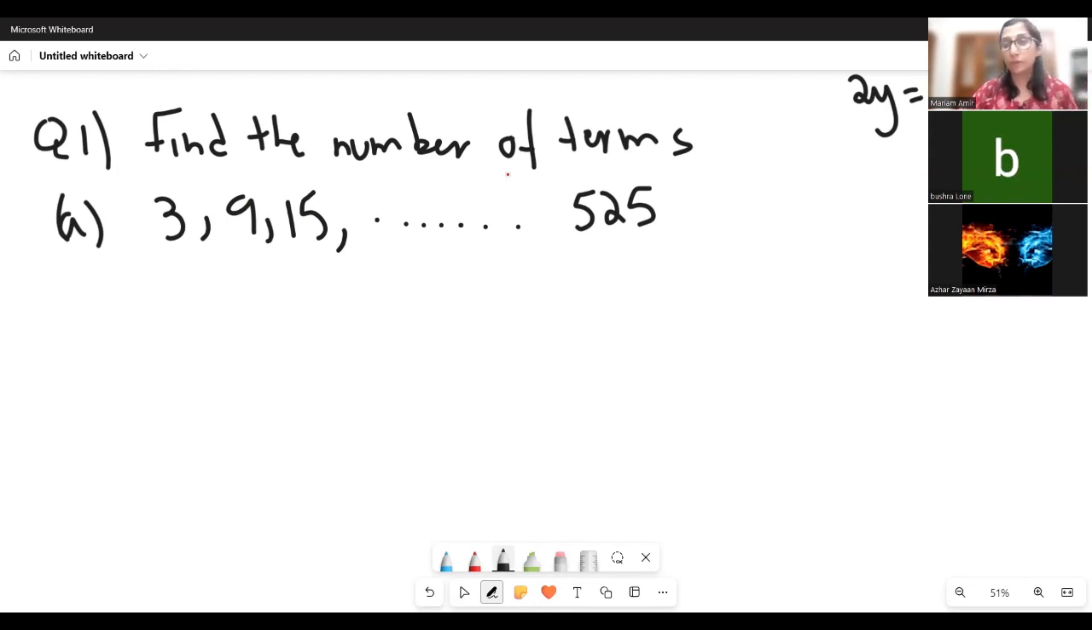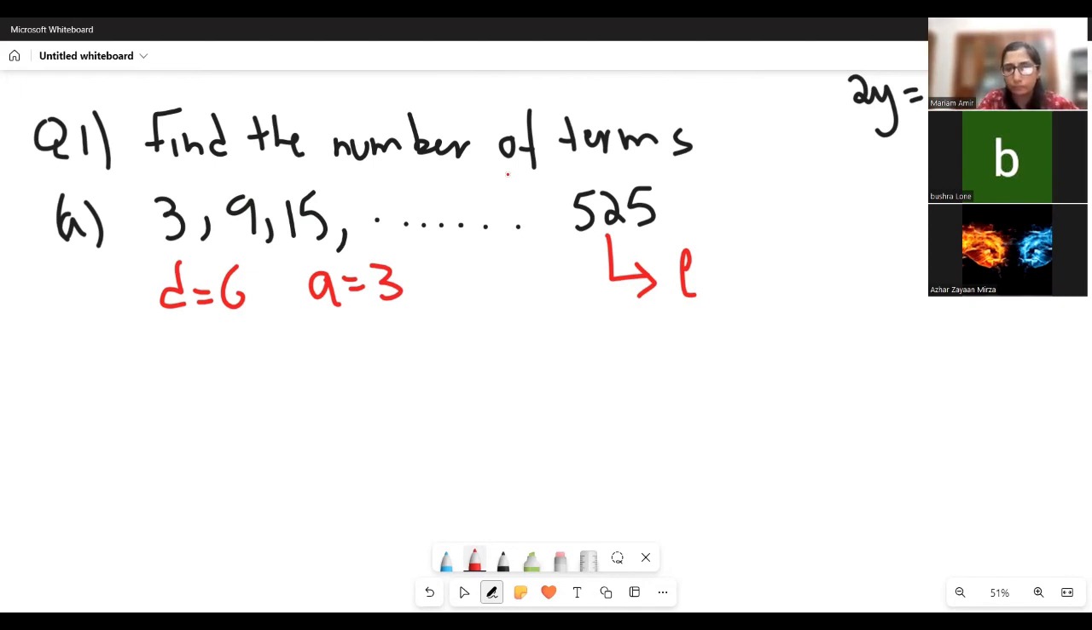Number of terms का क्या मतलब है? What do we have to find? मैम पहले डिफरेंस निकाल लें इन सबका. Okay, what's the difference? 6. So D is 6. What else do we know? Miss, my last term. First term is 3. A is 3. Right. Also, we know the last term. Fine. How do we find कि इसमें कितनी टर्म्स हैं, ये 12 टर्म्स हैं, 15 टर्म्स हैं, 32 टर्म्स हैं, 525 तक, कैसे फाइंड करेंगे?